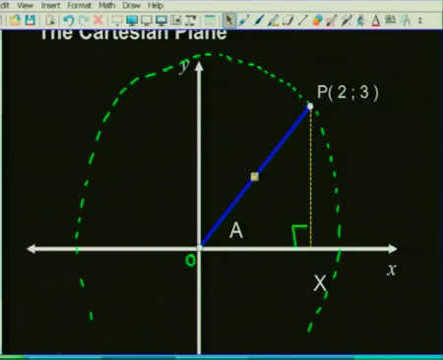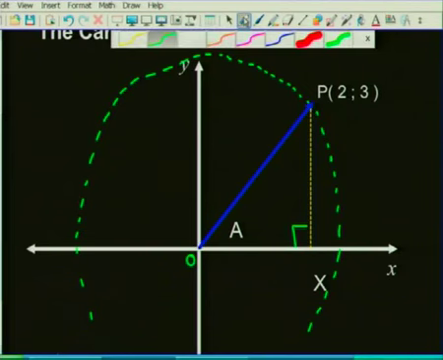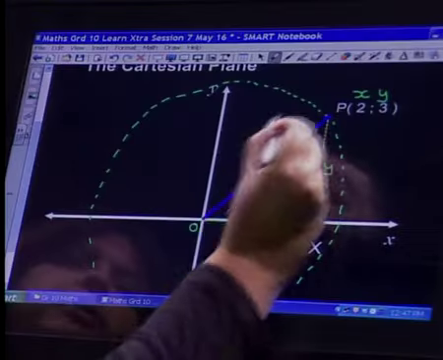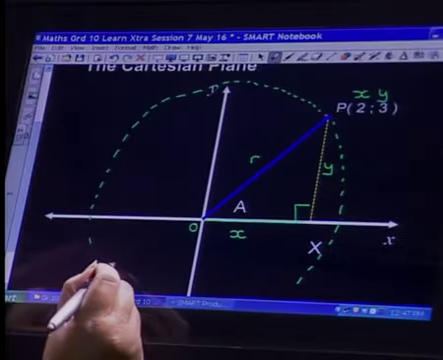So let's look at our drawing. Over here we've got 2 and 3. Now, do you agree with me? This is my x value, and this is my y value. So my x value would be this measurement here. So that's my x. This yellow bit is the y value. And as I've just pointed out to you, this blue thing can be seen to be a radius.